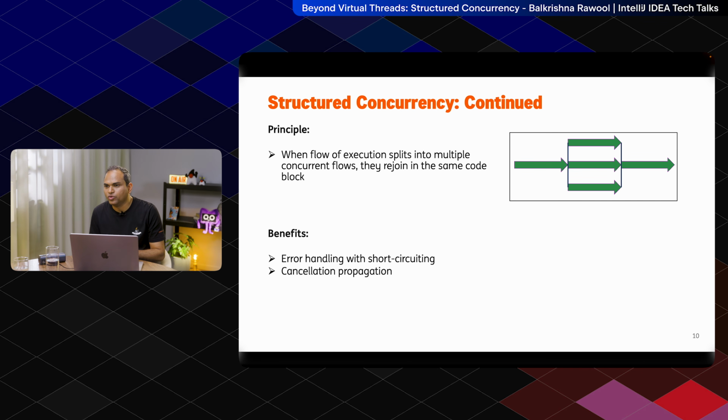Cancellation propagation. So if you have a main task that is creating subtasks, and the main task is cancelled, that cancellation gets propagated to the child tasks, and those child tasks are cancelled as well. So that is cancellation propagation.